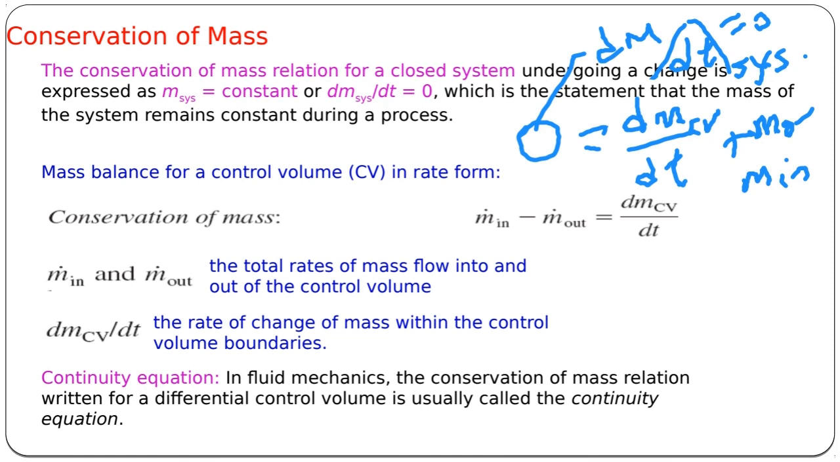Can you give an example of this? The net of the incoming mass and outgoing mass is giving the change inside the control volume. Can you give an example to this?